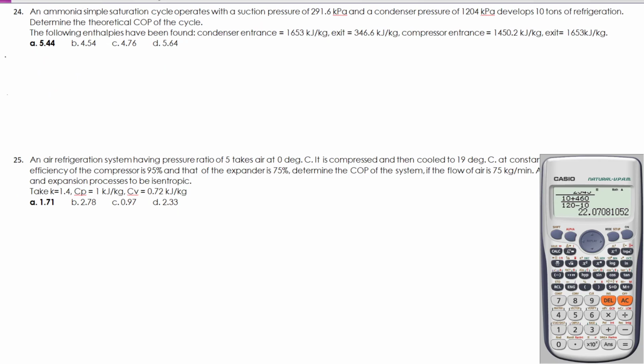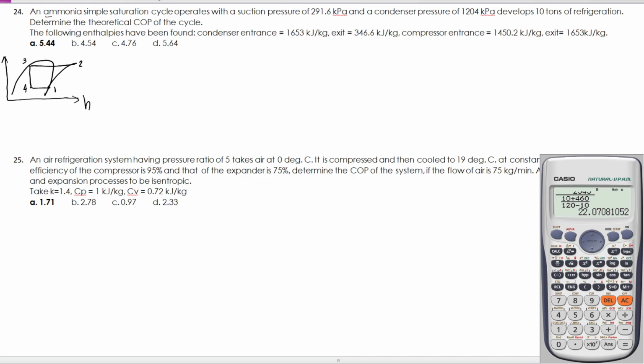Yung basic na vapor compression refrigeration cycle. I-drawing natin yung kanyang pH diagram. Ayun. 1, 2, 3, 4. So, ito yung pressure versus enthalpy diagram ng isang simple saturation cycle or vapor compression refrigeration cycle. Process 1 to 2, ito yung isentropic compression. 2 to 3 is the isobaric heat rejection. 3 to 4 is the isenthalpic expansion process. And 4 to 1 is the isobaric heat addition process.